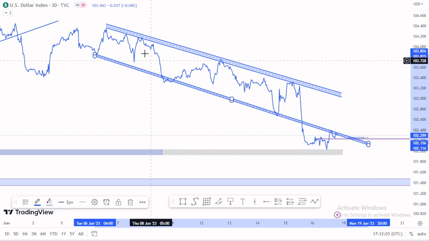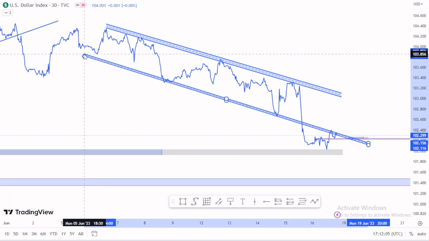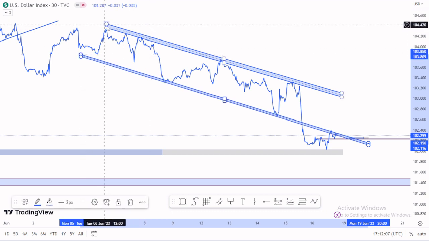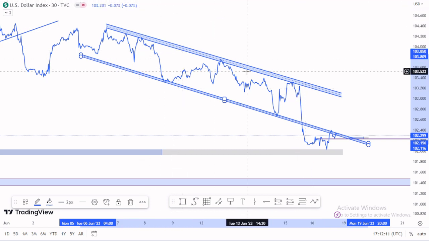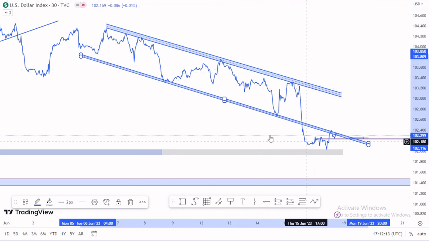Let me first clear this. Let me first show how it's supposed to. Okay, you can see how the touches are. You can see how the market has been touching, and they say that the third touch is always the strongest. That's why we received some momentum.